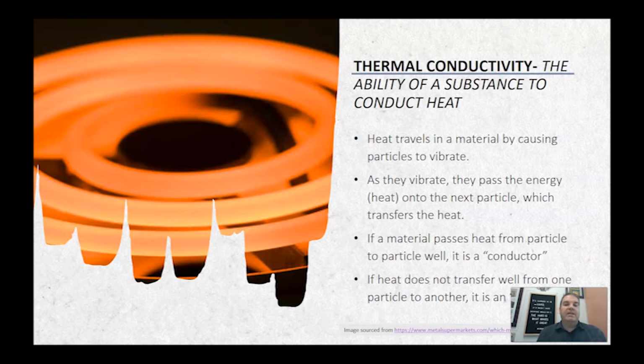So if it's able to conduct heat very well, it's called a conductor. If it doesn't conduct heat very well, it's called an insulator. Okay, so an insulator will normally be something which doesn't have those particles close together, or doesn't allow them to vibrate and pass the heat on as well.